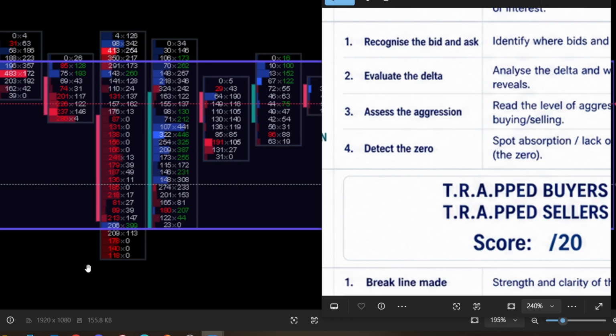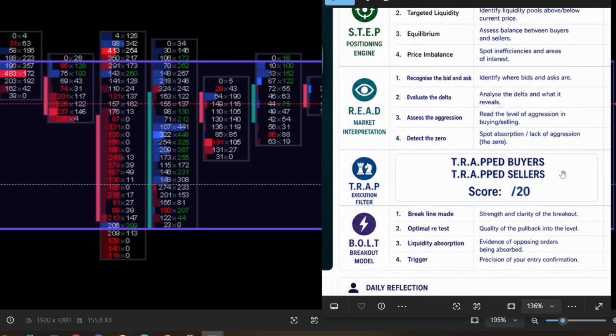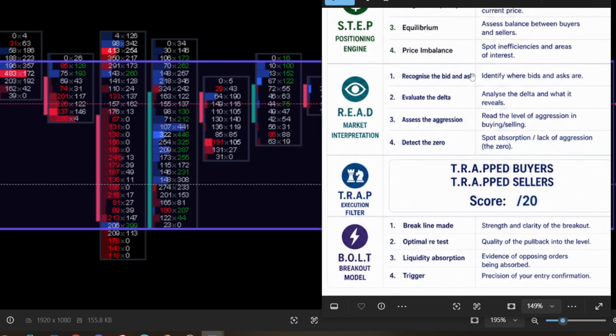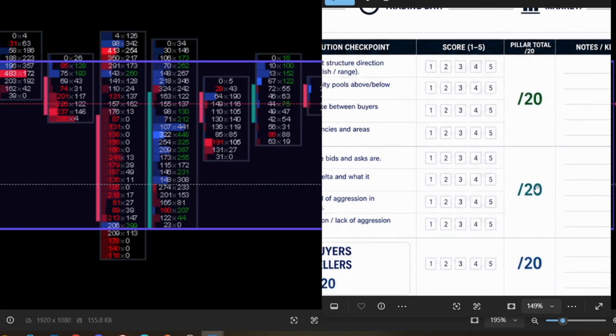When there's an auction, you detect 0s, and the finished auction represents that the market does want to reverse from that price. It is no longer interested in trading at that price. It wants to find a better price to trade at. Does that make sense? That is the real-time reading blueprint. So you have recognized the bid and ask, you've evaluated the delta both positively and negatively, you've assessed aggression, and you've detected 0s. So this is going to be 20 out of 20.